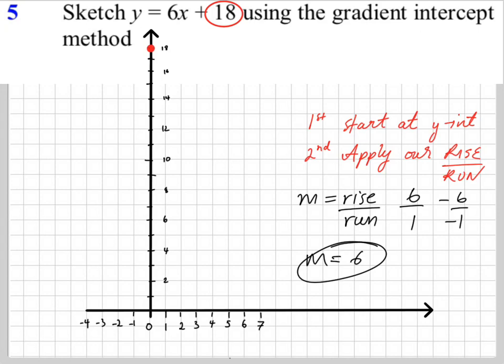So let's do that. We're going to apply our rise and our run, but the rise and run that we're going to use is this one. So we're going to go down 6, and we're going to go to the left 1. And we'll still be able to sketch the graph. So we start at the y-intercept, which is 18, and we go down 1, 2, 3, 4, 5, 6. And then we go to the left 1 once. And then we stop there.